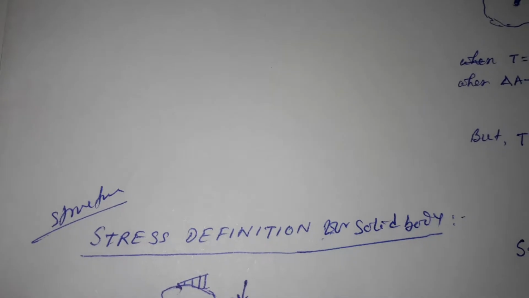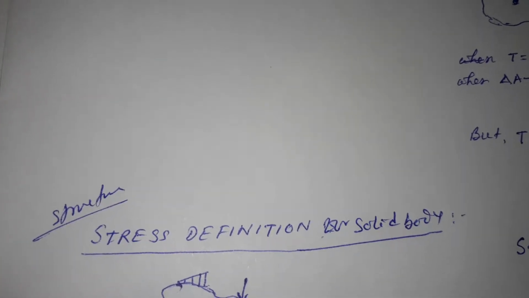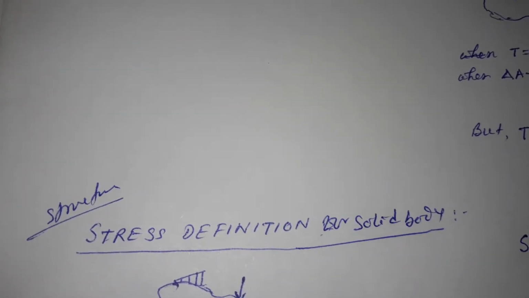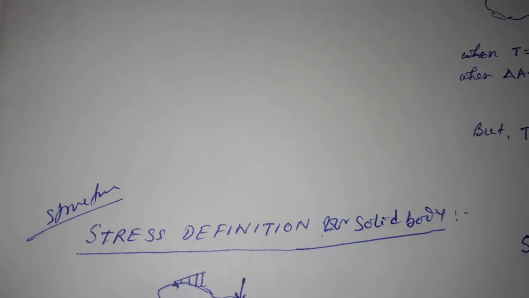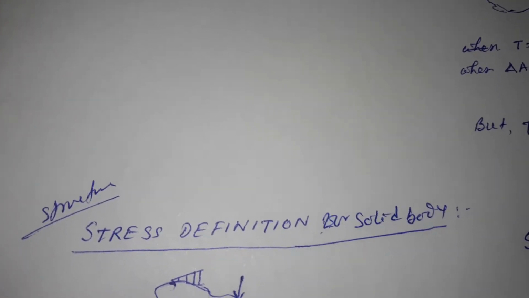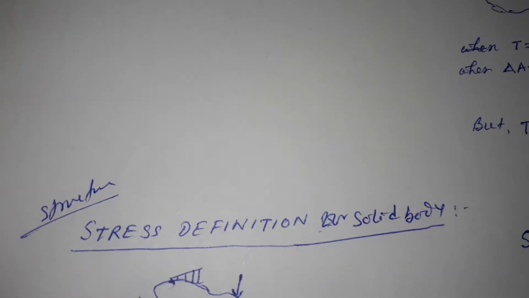Stress definition for solid body. We know stress is nothing but force by area. This is valid for one-dimensional figure, and all the particles, all the bodies around us are three-dimensional. For a three-dimensional body or solid body, this is not valid.